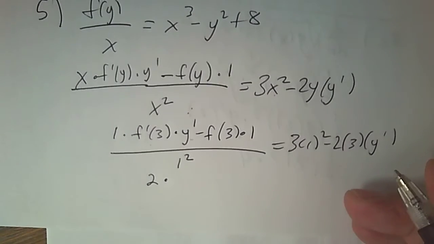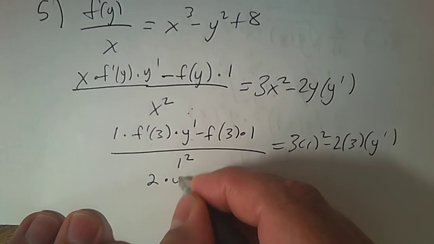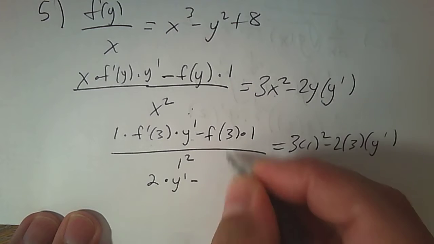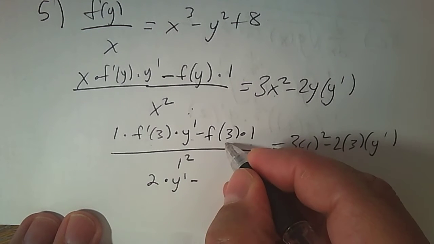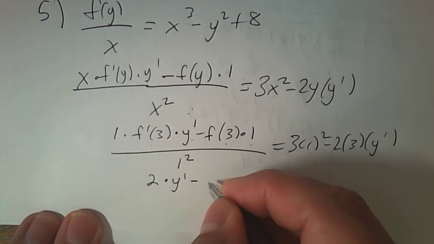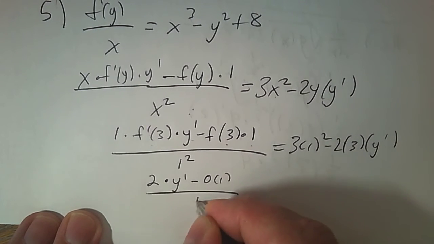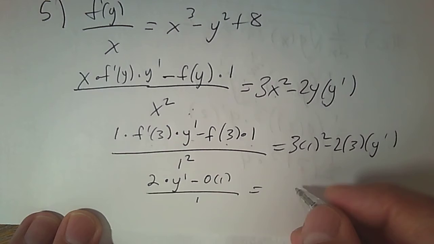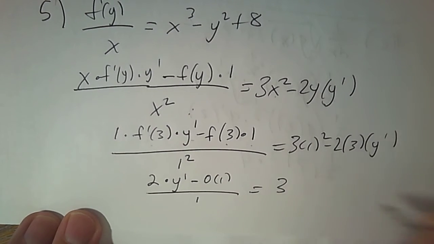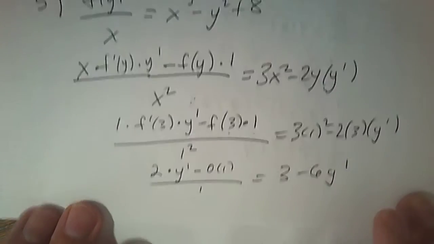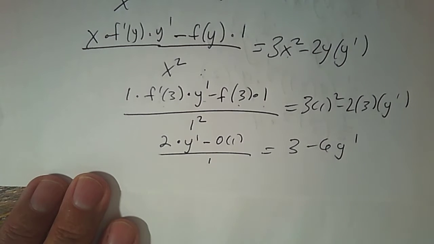It's 2. And then it's y prime. The derivative times 1 doesn't change. So what's f at 3 equal? In the question it says it's 0. So 0 times 1, that'll be done. And then 1 on the bottom. Here we have 3 minus 6y prime. So my last step is just to get y prime by itself.